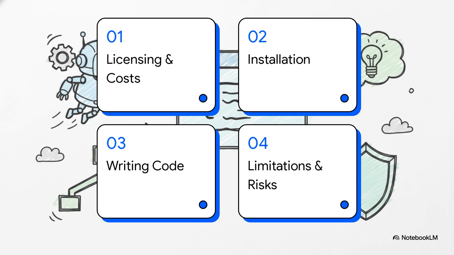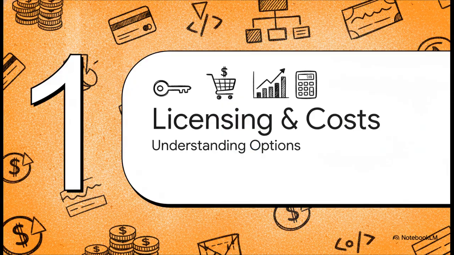So here's our game plan for this explainer. First, we'll look at Copilot licensing and costs. Second, installing the extension itself. Third, writing code with AI. And finally, we'll cover the limitations and security risks. All right, let's jump right into Section 1, Copilot licensing and costs, understanding your options.